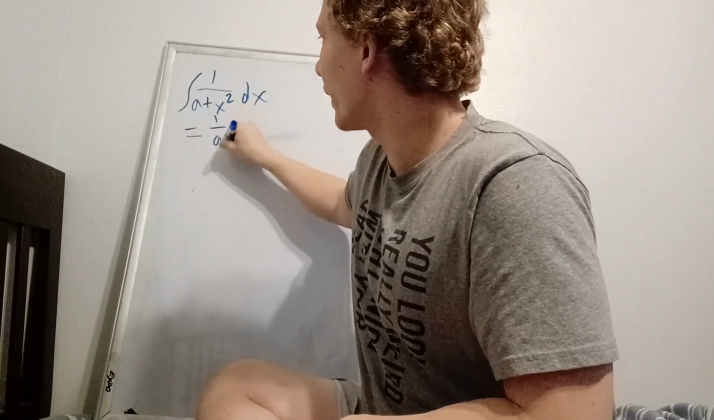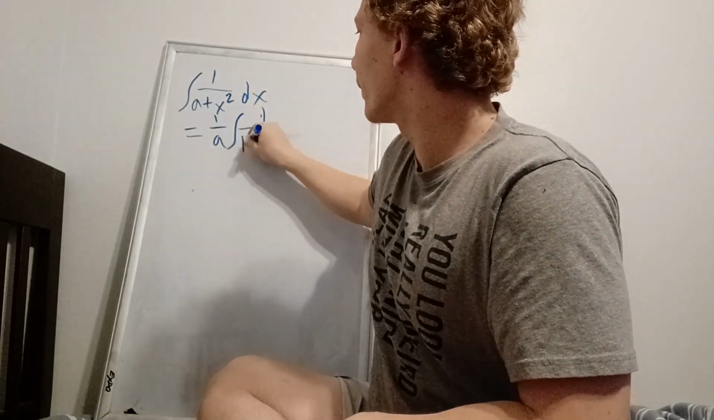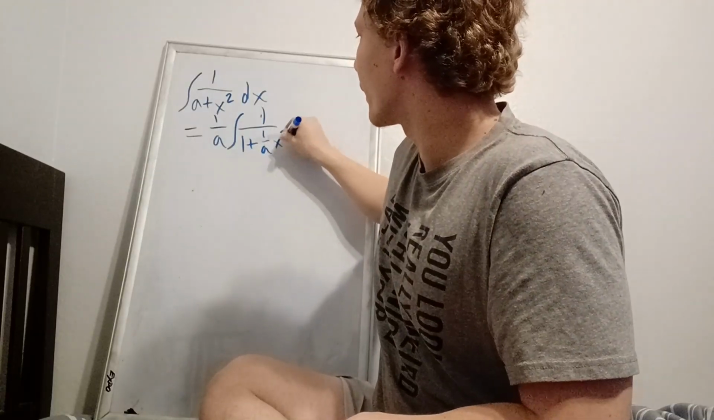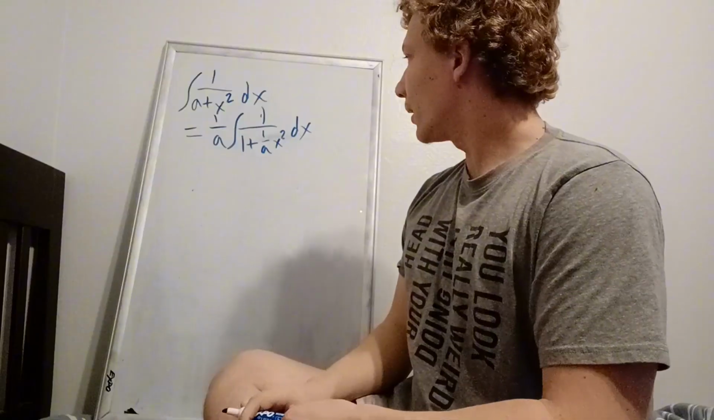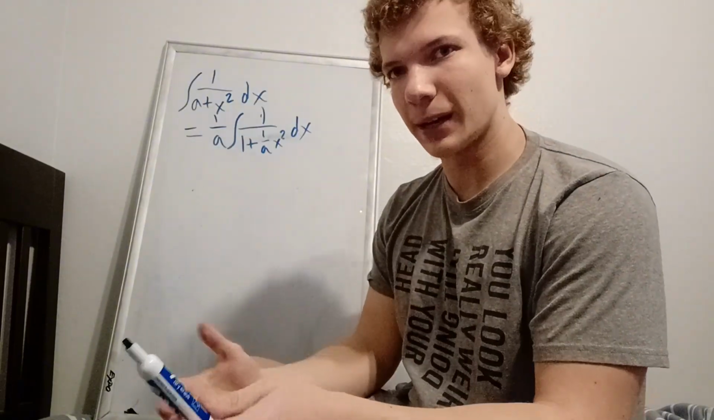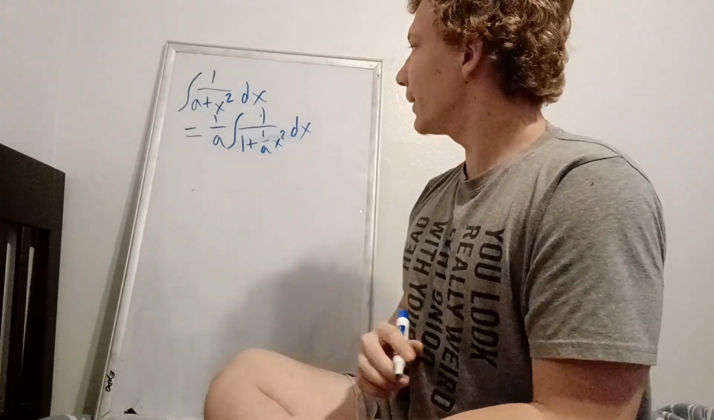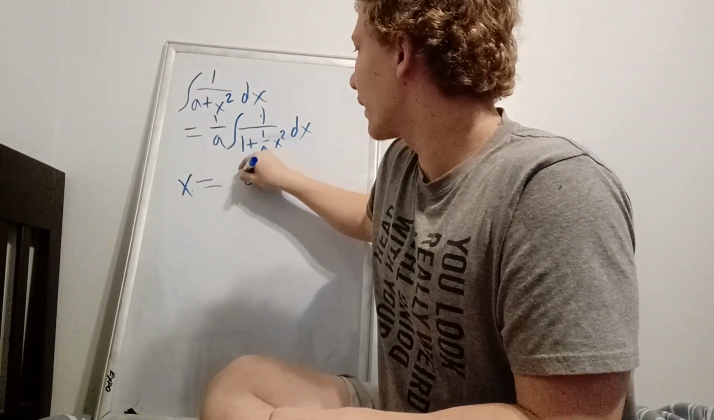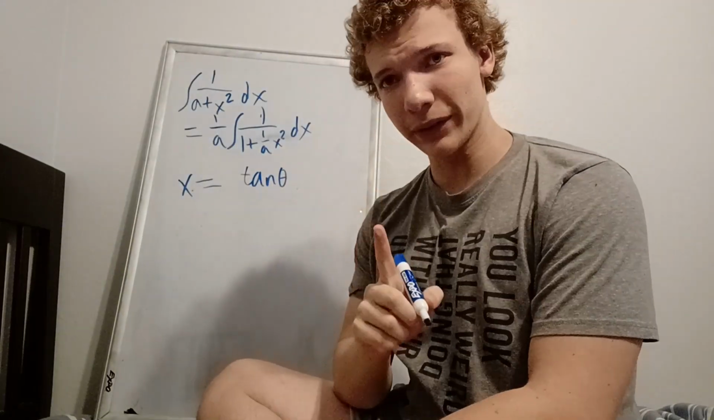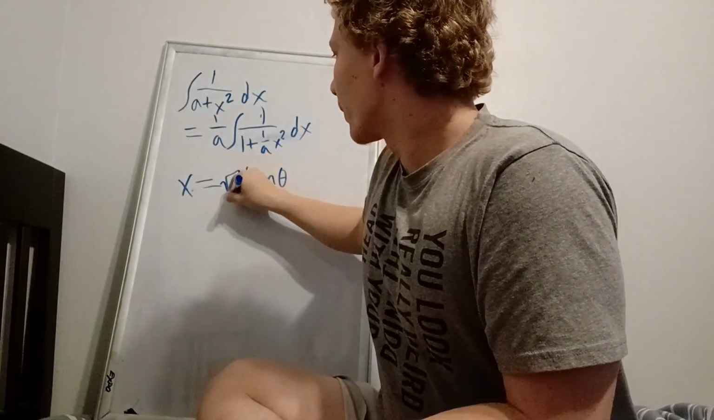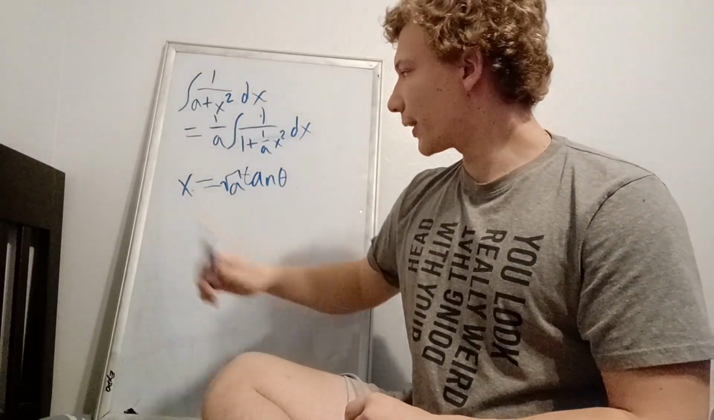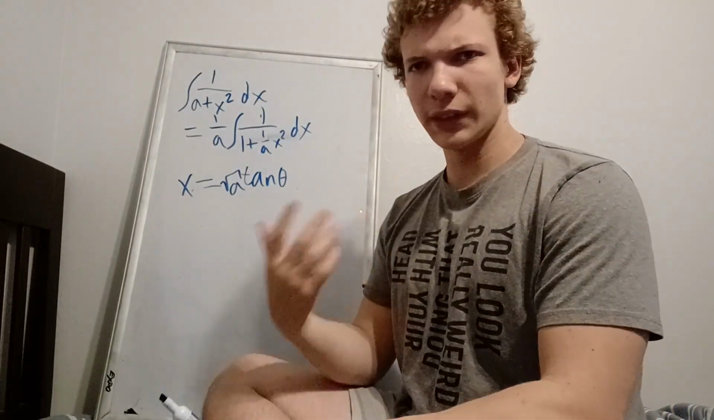This is equal to 1 over a times the integral of 1 over 1 plus 1 over a x squared dx. Okay, well, we've got 1 plus something times x squared, right? How does that help us? Well, we just change up how exactly we use our substitution. We're going to be letting x equal tangent theta again. However, in front, we're going to be putting the square root of a. Now, what this allows us to do is when this x gets squared, this square root of a is going to get squared. It's going to be a normal a, and it'll cancel out with this 1 over a, right?